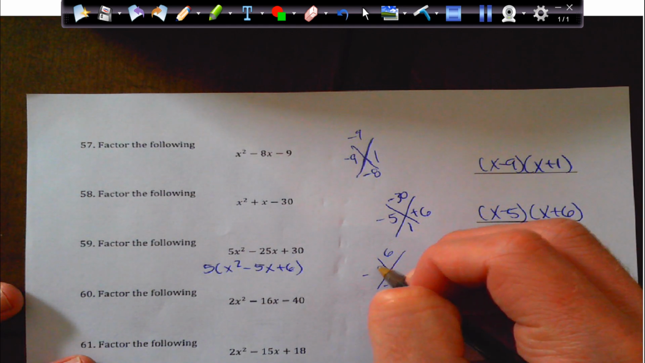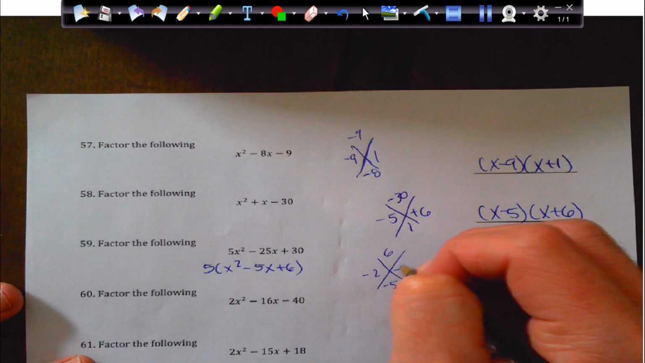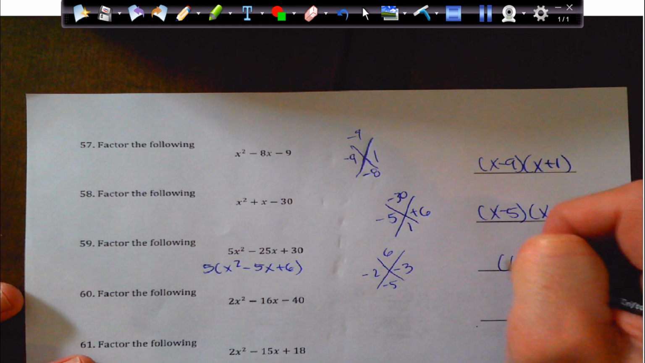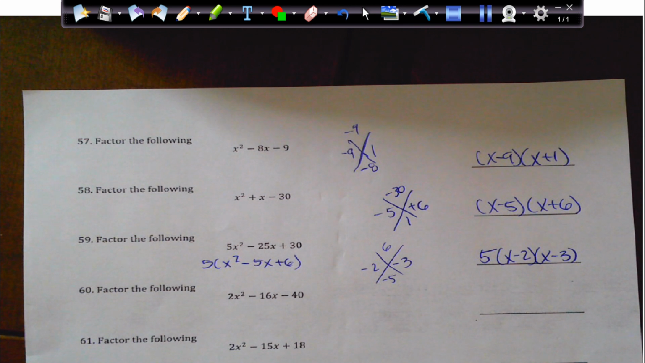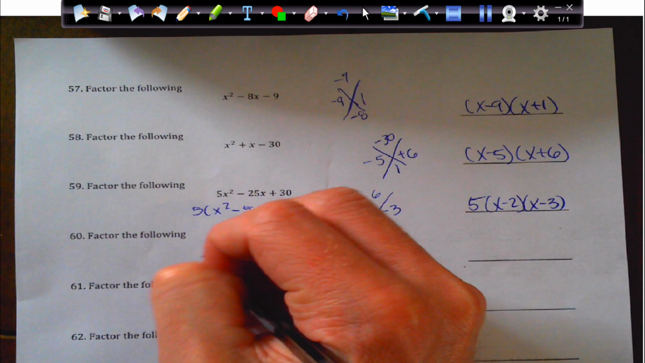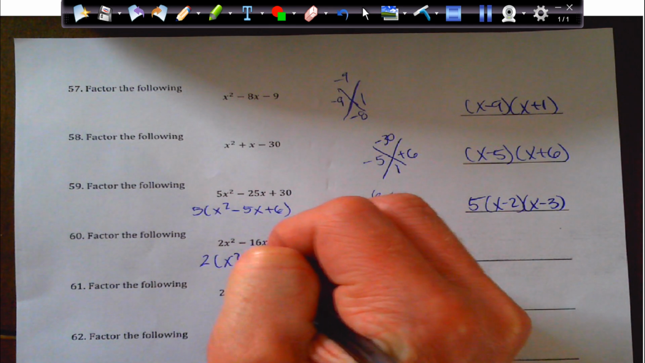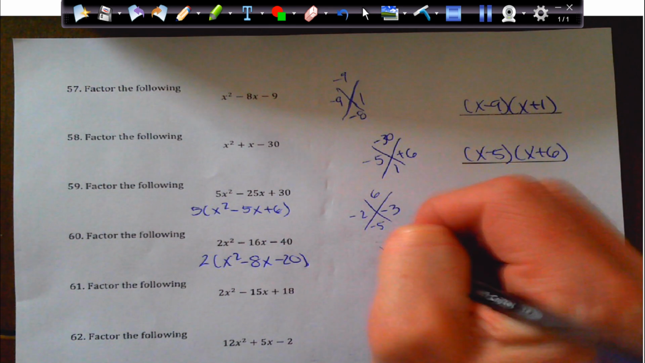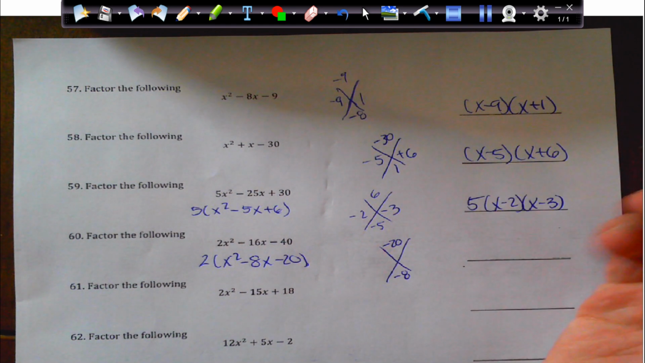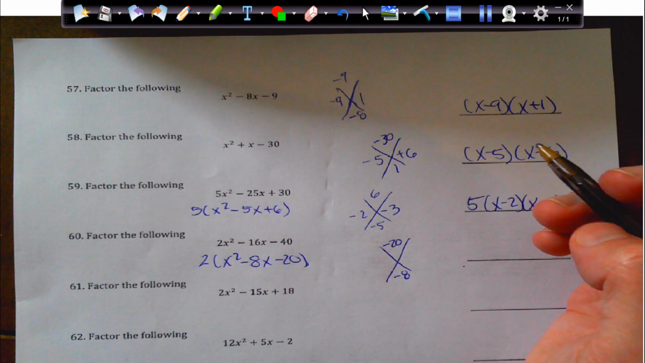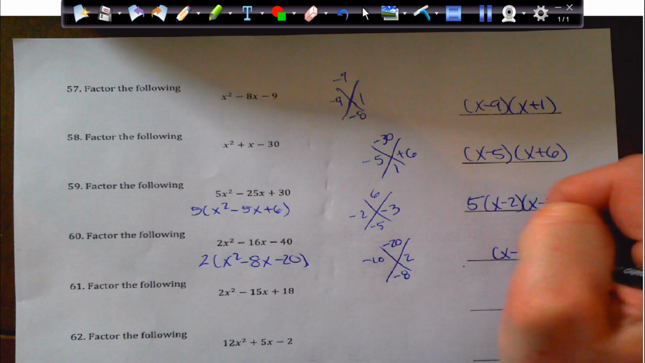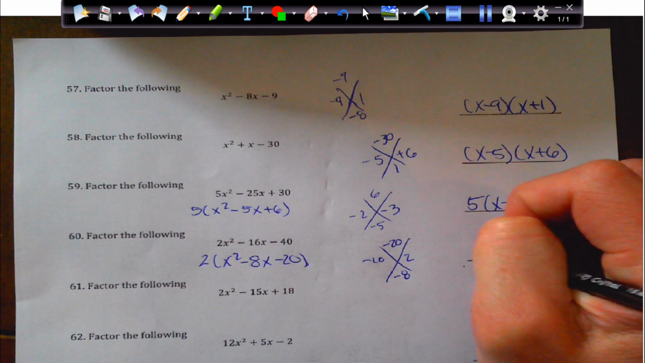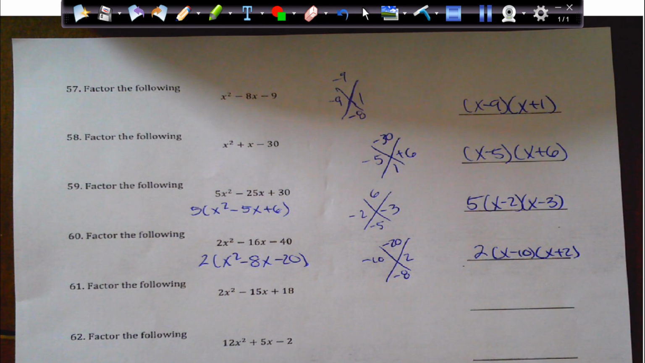They're both going to have to be negative to get me to that, so I'm going to take negative 2, negative 3. So it's x minus 2, x minus 3, but I can't forget there is a 5 in front that I GCF'd out. Number 60 again, I'm going to GCF out the 2. And then I can factor this. I'm thinking 10 and 2, negative 10, positive 2. I think that will work. And don't forget I factored a 2 out in the beginning.